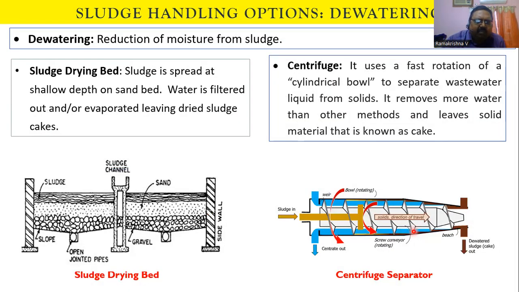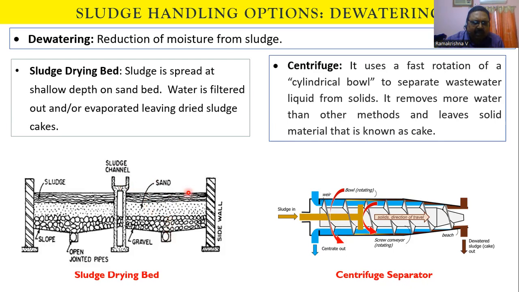Dewatering, reduction of moisture from the sludge. How are you going to do that? Sludge drying bed is one option. What you are doing is spreading the sludge on a sand bed. The sand bed is provided with gravel for support. So ultimately what will happen, the water will pass through the grains or voids of the sand, and then the liquid will get filtered through and collected at the bottom.